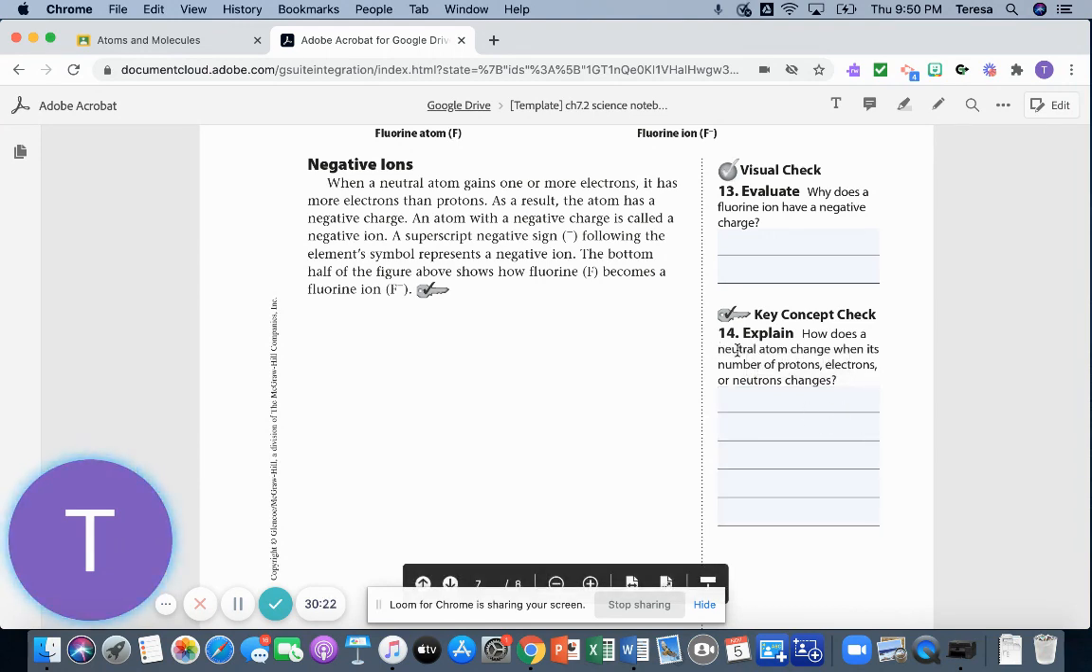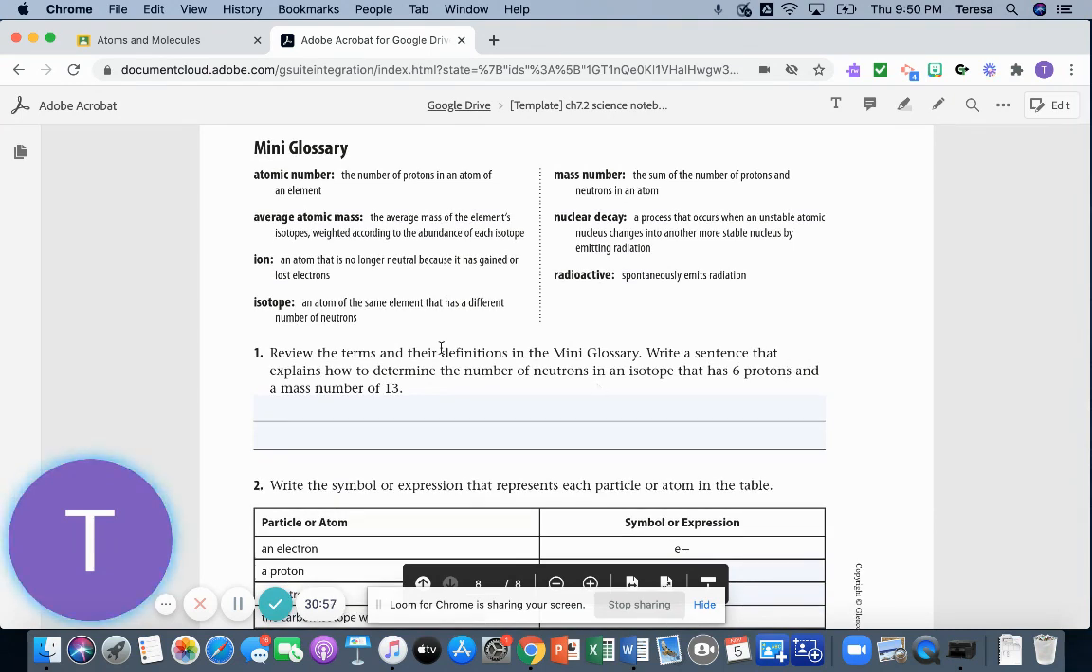And then a neutral atom where neutrons change. So you take the atom, like let's say it's carbon, and we change the number of neutrons in the carbon, we are going to get different isotopes of carbon. Okay, so changing neutrons forms isotopes, changing the number of electrons forms ions, changing the number of protons changes the actual element or the atomic number or the type of atom.